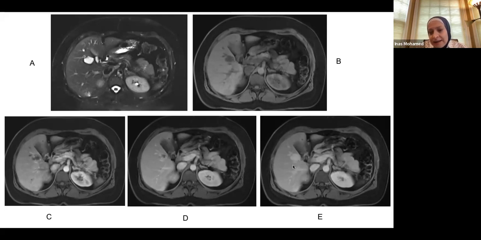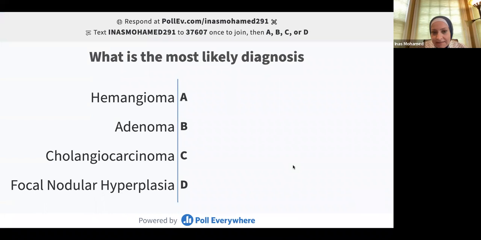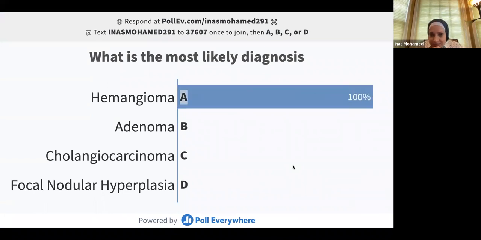Delayed, for the routine MRI, is usually 5 minutes to 8 minutes post-contrast injection. With other contrast agents we're going to talk about soon, we can go up to 20 minutes post-contrast injection. So look at this and tell me what your best diagnosis is. I hope Poll Everywhere is going to work. So here it is. If you can put in your answers. Sweet. Okay, is this everybody?